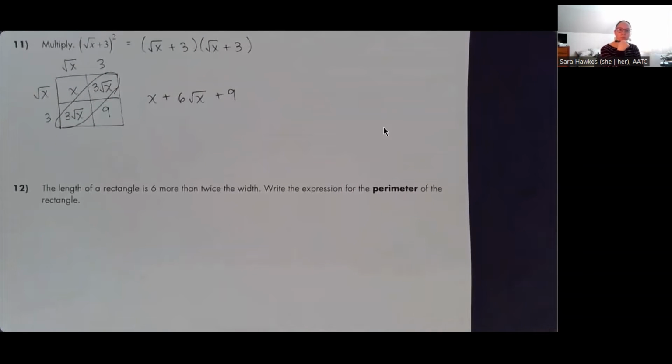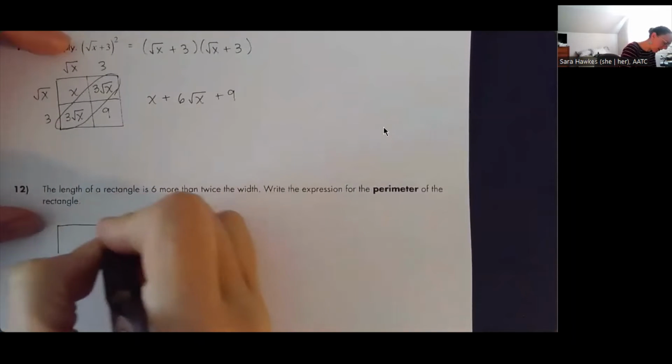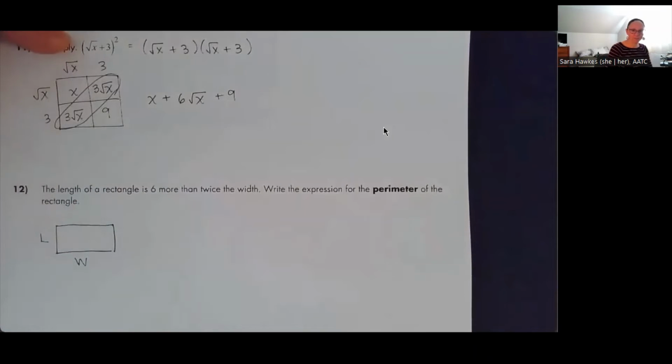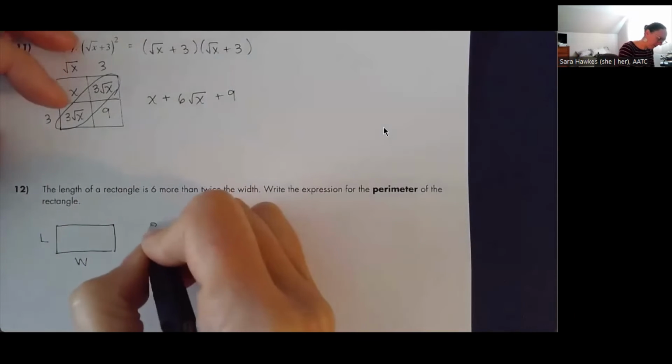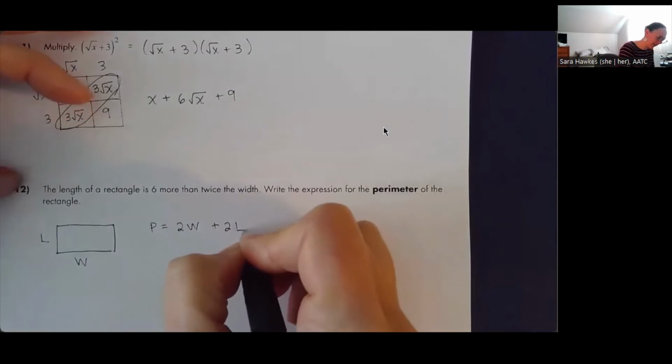Number 12, we've got a word problem here, but it's not too bad. The length of a rectangle is 6 more than twice the width. Write an expression for the perimeter of the rectangle. Since the perimeter is what I'm looking for, if I've got a rectangle and I'm just going to call this the width and this side the length, then the perimeter is equal to twice the width plus twice the length.